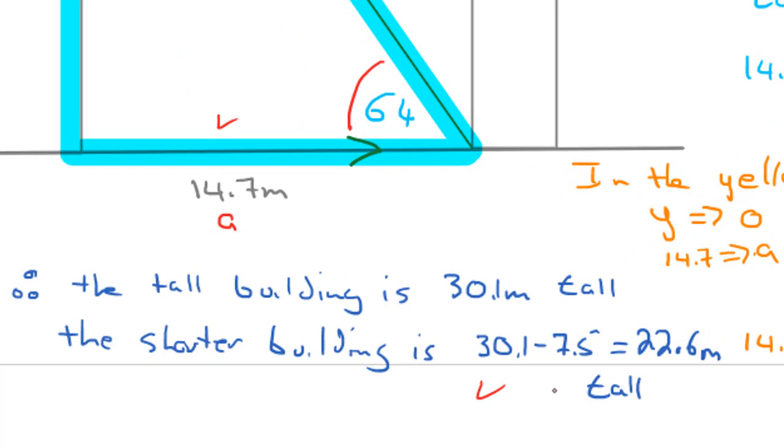So if we take the height of the tall building and subtract 7.5 meters, we'll be able to determine the height of the small building. So we know the tall building is 30.1 meters tall and the short building is 22.6 meters.